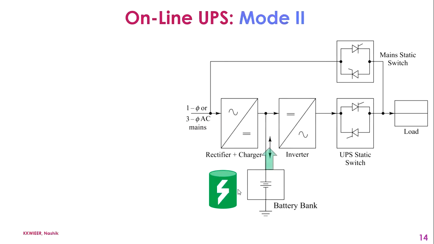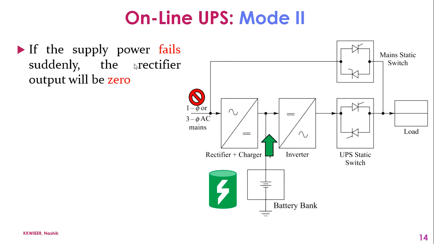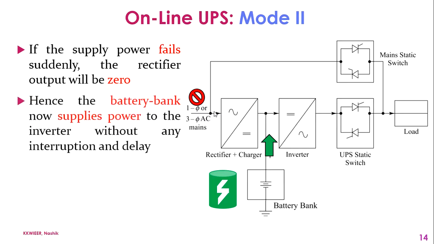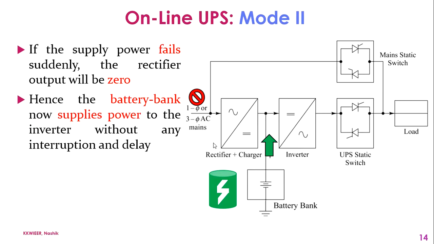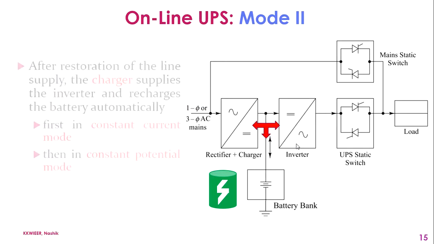In mode 2, what will happen? If the supply power fails, so if this single phase or 3-phase supply is not working, then the rectifier output will be 0. Hence, the battery bank now supplies the power to the inverter without any interruption or delay. There will not be any change in the inverter as well as the load.